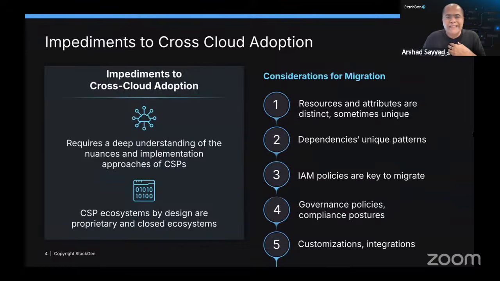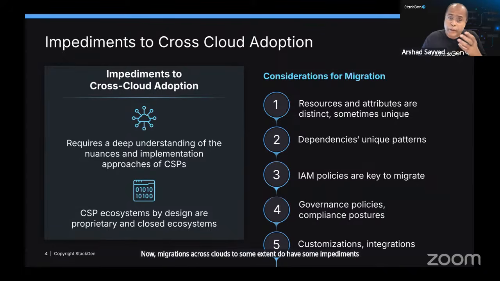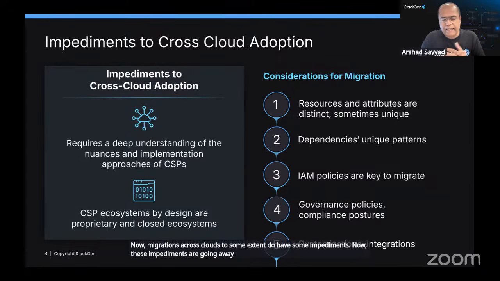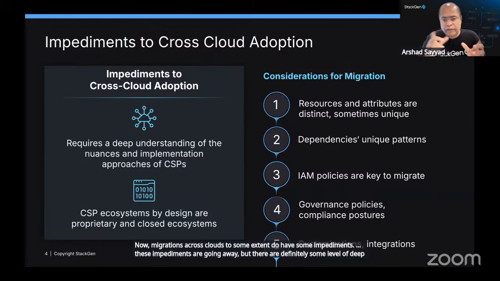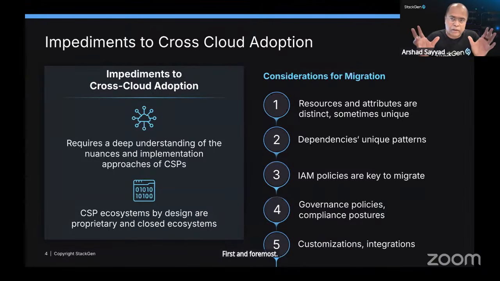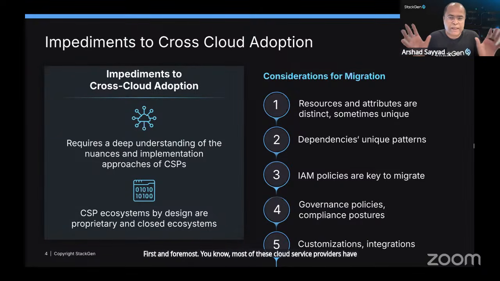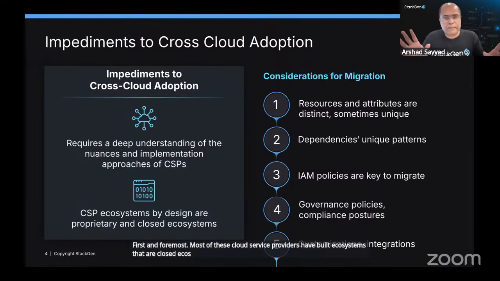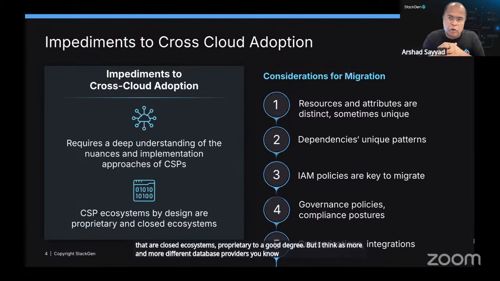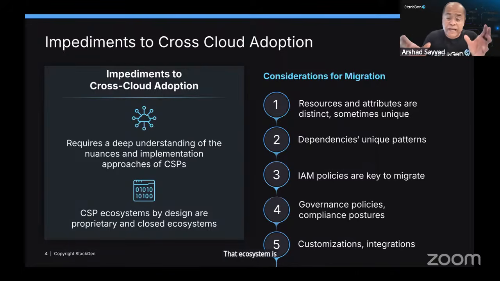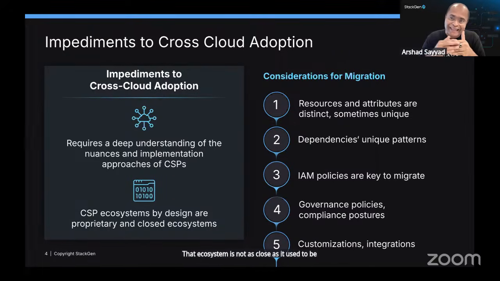Now, migrations across clouds to some extent do have some impediments. These impediments are going away, but there is definitely some level of deep thinking that you need to do as you think about cloud to cloud migrations. First and foremost, most of these cloud service providers have built closed ecosystems, proprietary to a good degree. But as more and more different database providers and platform providers are launching on these platforms, that ecosystem is not as closed as it used to be a few years ago. And I think that trend is going to continue.